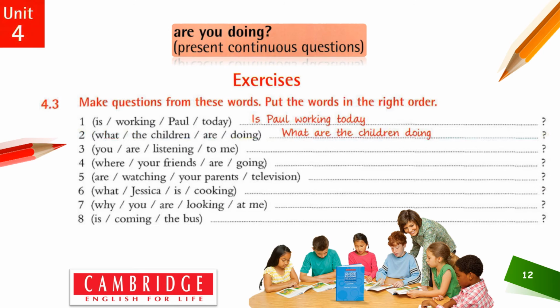The second sentence you see. Second sentence is also a jumbled word. The second sentence is also in jumbled words form. What the children are doing. So you need to put in proper word order. First the question word, second the helping verb, or we can say auxiliary verb. Then the pronoun or subject we can say, and then followed by verb plus ing or present participle. So this is the way you need to write. So you have 3, 4, 5, 6, 7, 8 questions.